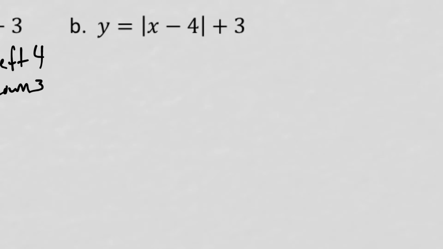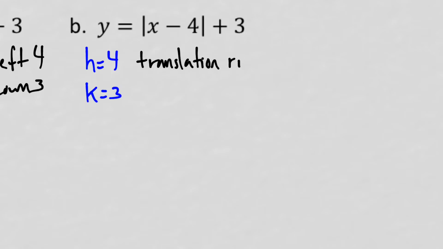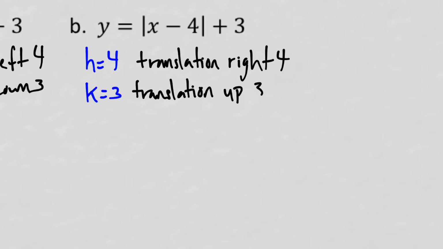Again, here we go on B. H is 4, right? K is 3. So H is 4 means translation right 4. Positive means right. 4 units. K is 3, that means translation again up 3 units.